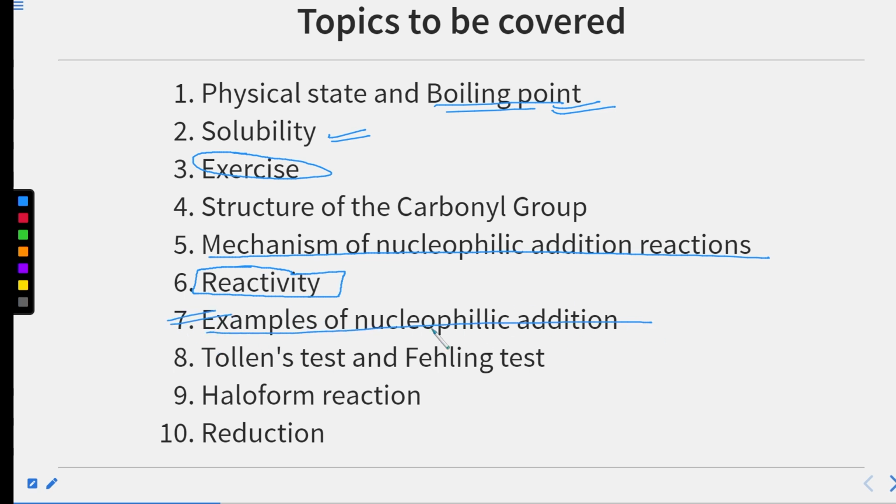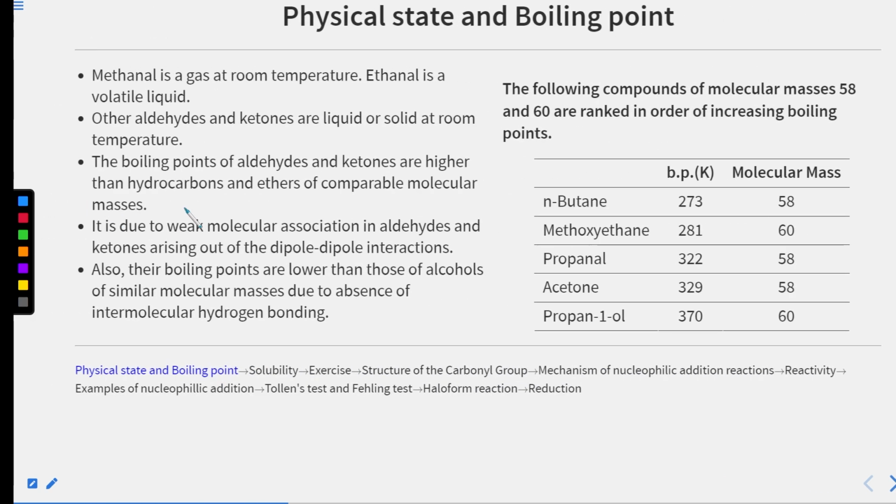Other than this, we will also see oxidation and reduction of aldehydes and ketones. Regarding oxidation, we will see the Tollens test, Fehling test and the haloform reaction. And regarding reduction, we will see two types: Wolff-Kishner reduction and Clemmensen reduction. So these are the topics for today's class.